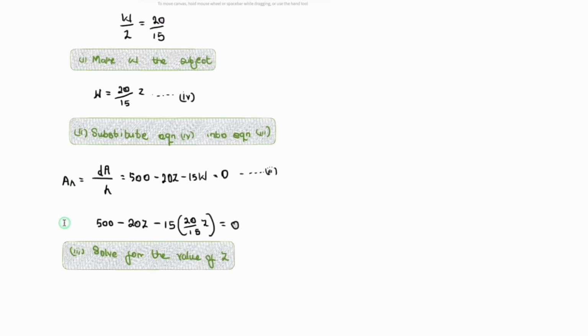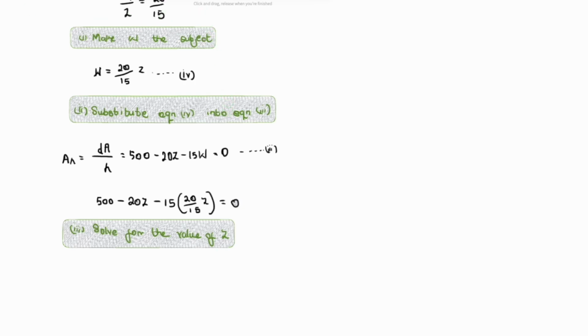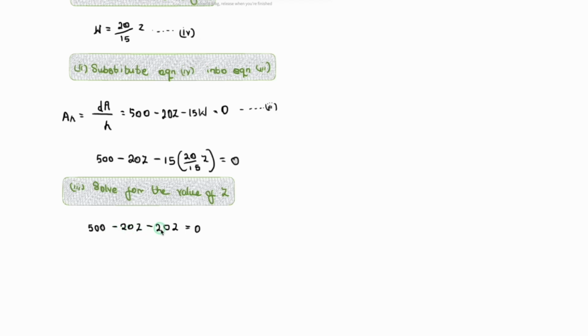Now to solve for the value of Z, I need to open the brackets here first. So we have 500 minus 20Z minus 15 into 20 over 15Z is equals to 0. So you can see here that the 15 and the 15 can cancel. So I have 500 minus 20Z. As I cancel the 15, I shall take into account the signs. This is a minus, this is a plus. So a minus times a plus is still a minus. So the 15 cancels. I'm left with minus 20Z is equals to 0. So proceeding to solve, minus 20Z minus 20Z. That will become 500 minus 40Z is equals to 0.